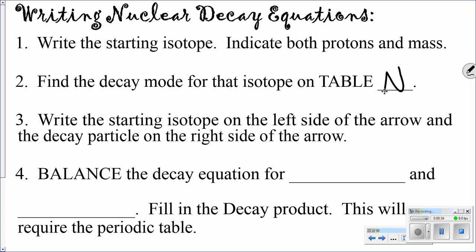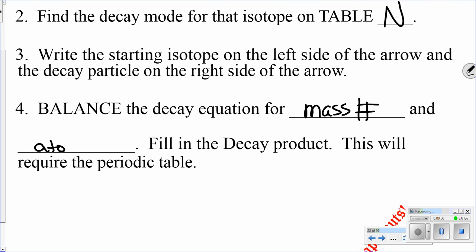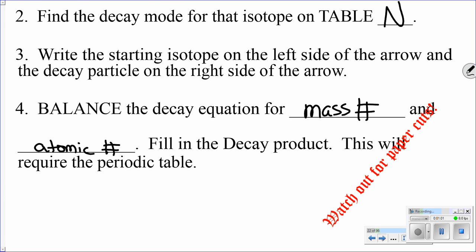We'll write that starting isotope on the left side of the arrow, and then the decay particle goes on the right or product side of the arrow. We will then balance that decay equation for both our mass number as well as our atomic number. And then you'll be able to fill in that decay product, which will require the periodic table. So please watch out for paper cuts.